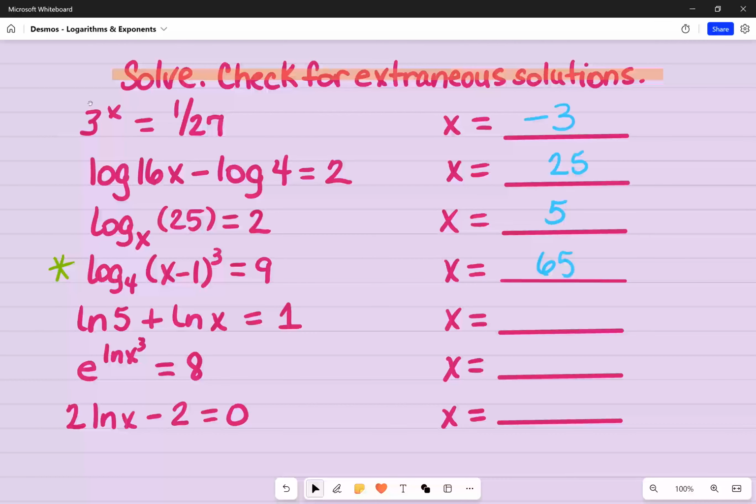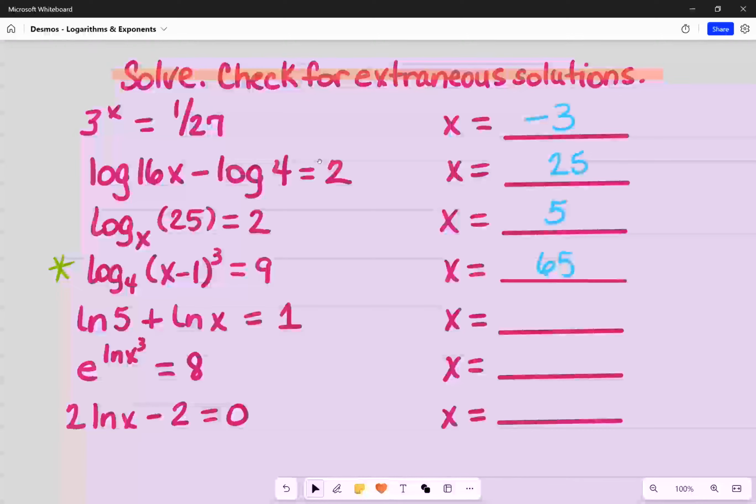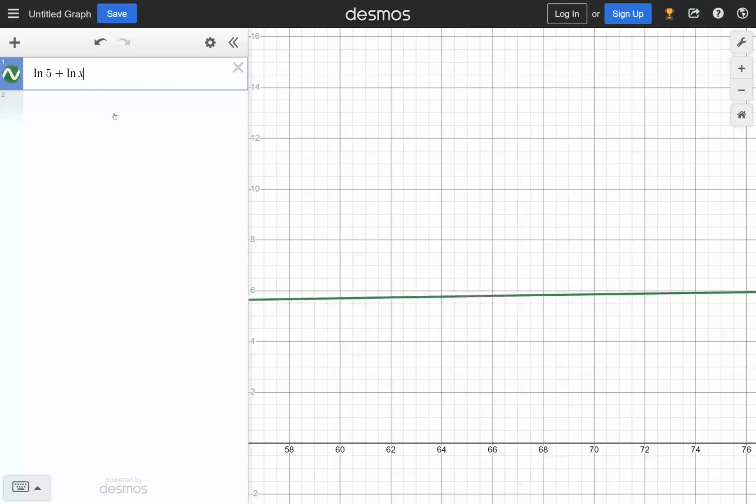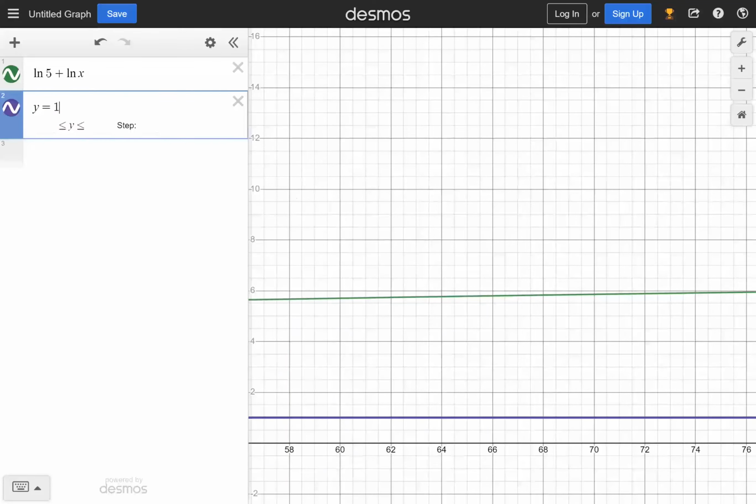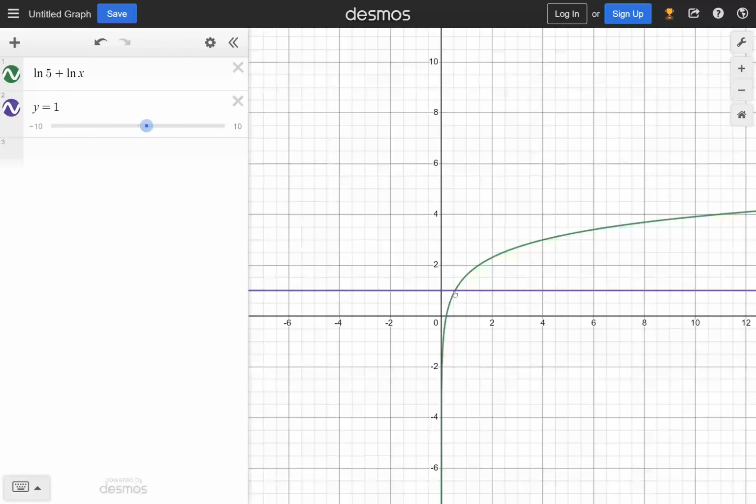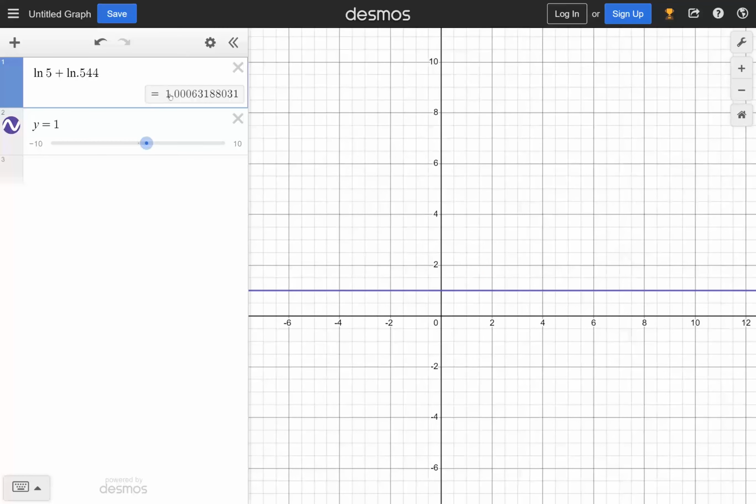And now if I go to the natural log one, it's the same concept, but I'm just using natural log. So I type in ln 5 and it was plus natural log x, and it was set equal to 1. Y equals 1. And now I'm going to look at the green and the purple graphs where they intersect. And I see that if I click on it, that when y is 1, x is going to be 0.544. So let's test that. 0.544. And yes, it's approximately 1.